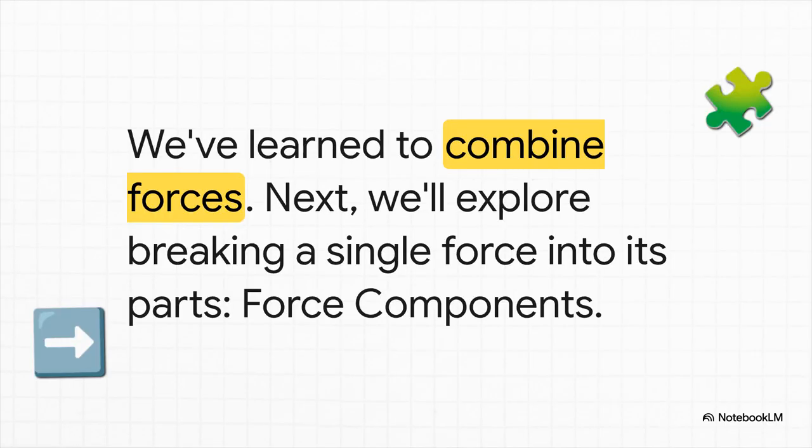So we've just spent all this time learning how to combine two forces into one. But what's really interesting is that in engineering, we often need to do the complete opposite. We need to take a single force and break it down into its parts, like its horizontal and vertical effects. That's called finding a force's components, and it's the next critical skill we're going to tackle.